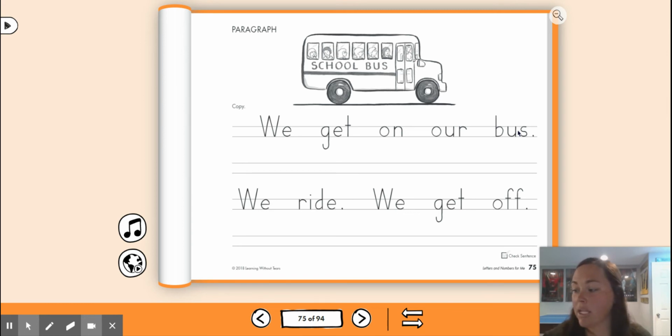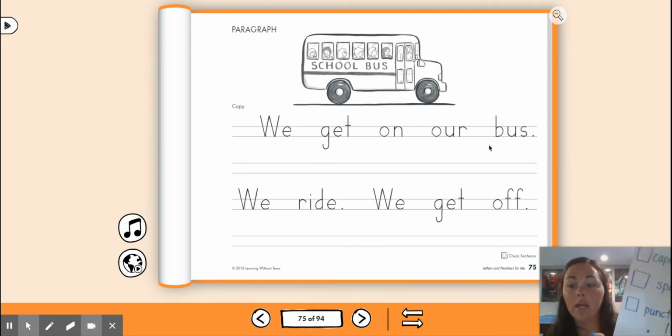So that's just my little checklist that I wanted to go over with you. And if we look at this first sentence, I want to see if we can check off those boxes. So the sentence says, and you can repeat after me, we get on our bus. And you'll see lots of lightning words there. So we get on our bus.